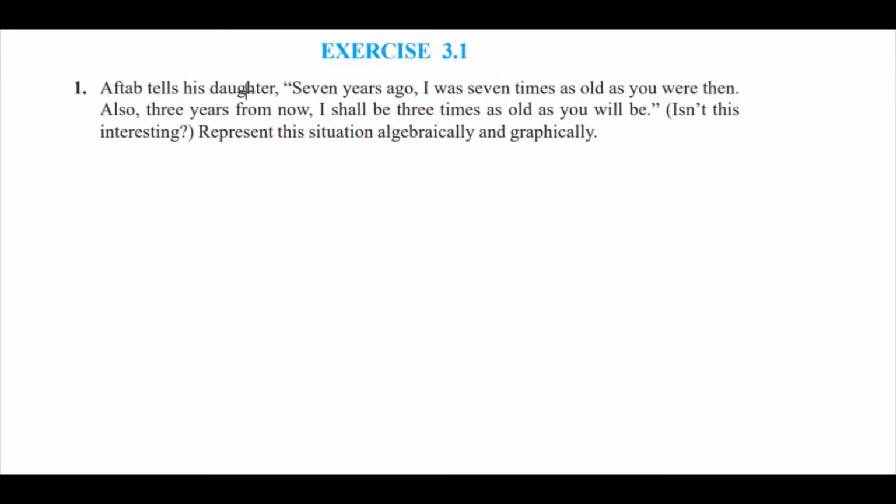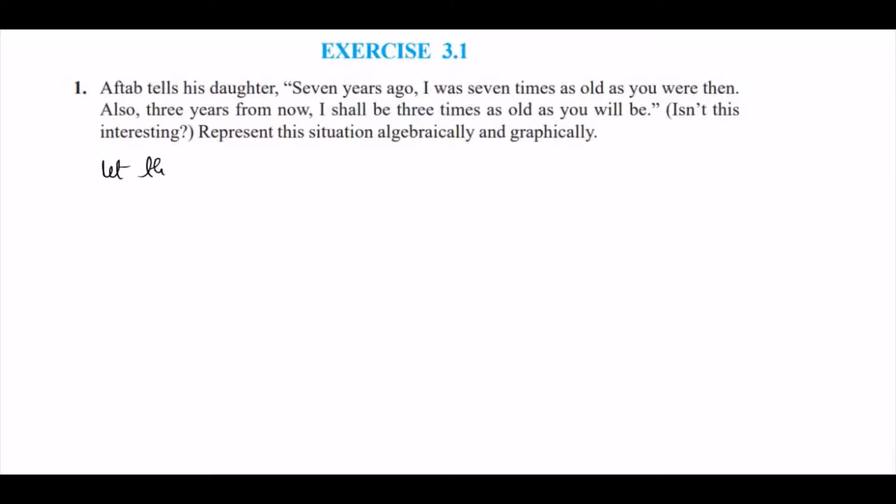Here, there are two people, that is Aftab and his daughter. The relationship between the ages is given 7 years ago and 3 years from now. Let's represent these relations algebraically and then graphically. So let's start with the solution.